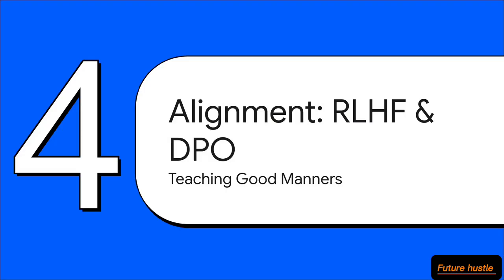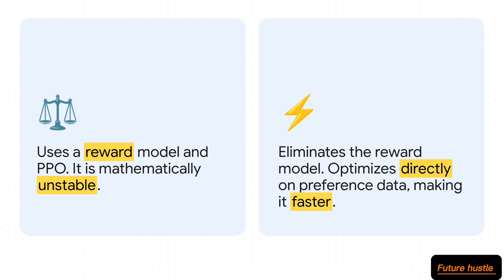Step 4, alignment through RLHF and DPO, or as I like to call it, teaching the AI good manners. To turn that chaotic autocomplete engine into a polished assistant you'd actually want to use, we have to align its behavior. And there's been a massive shift in how we do this.